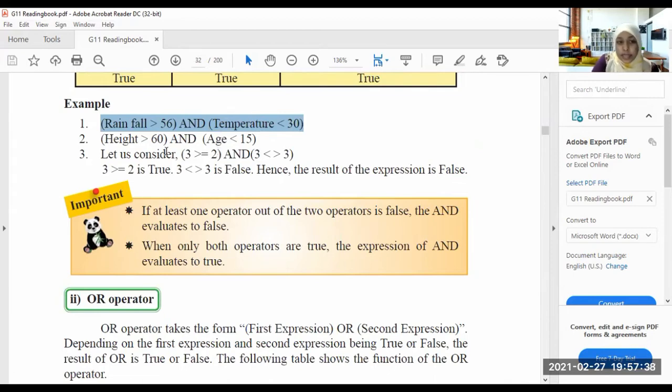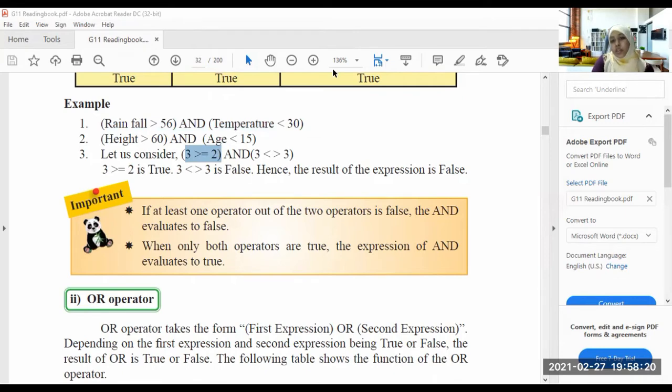So let us consider 3 greater than or equal to 2 and 3 not equal to 3. What would be the answer? It would be false, right? Because here 3 greater than or equal to 2 is true. It is right, the answer is correct. But 3 not equal to 3 is false. So here true and here false. That means the expression will be false. Understood? Sasiyanti, understood?